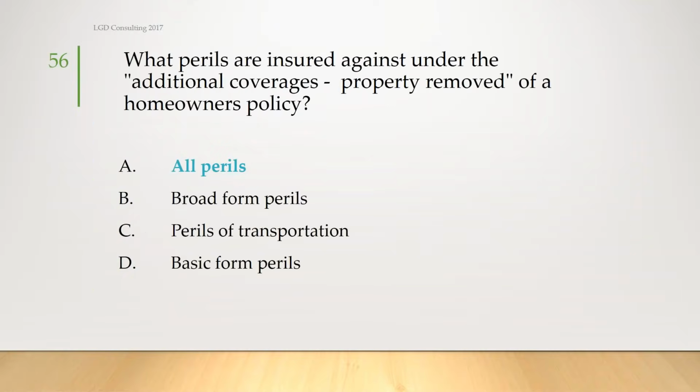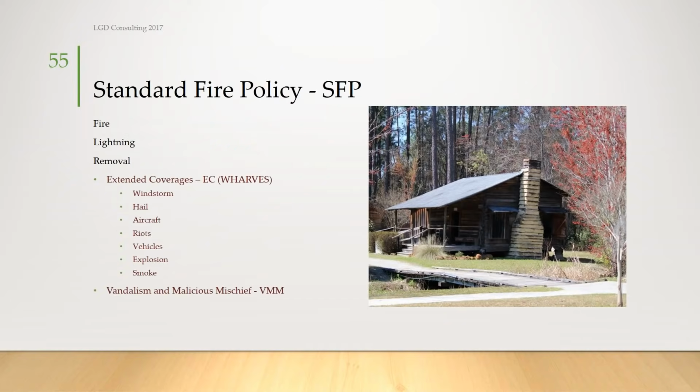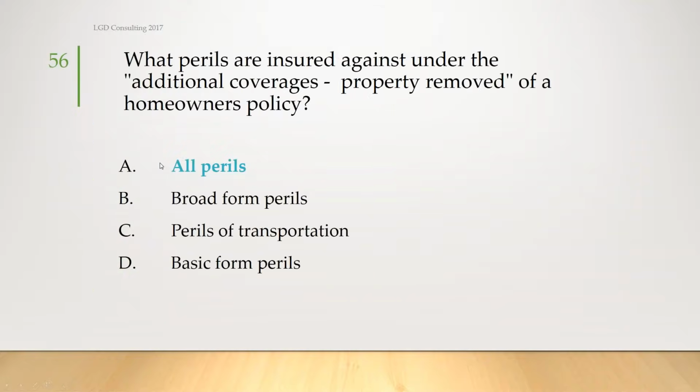Okay. All right. So what perils are insured against under the additional coverages property removed of a homeowner's policy? And that's all perils. So this is the test way of saying during a period of removal, what type of coverage do you have? And I just said all risk or all perils, right? Open perils. This is how the test words it. So let me go back. During a period of removal, you're taking your stuff out of the burning building, you have all risk coverage. Okay. And this is how it shows up on the test.